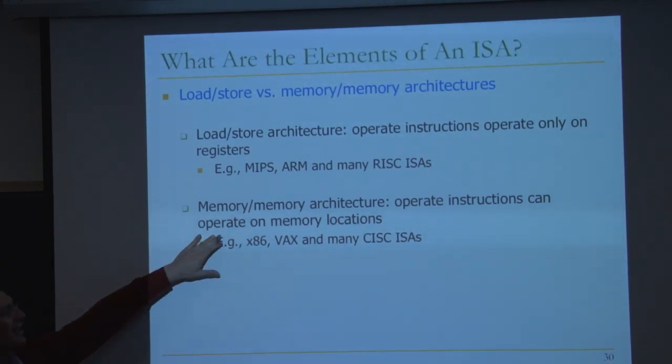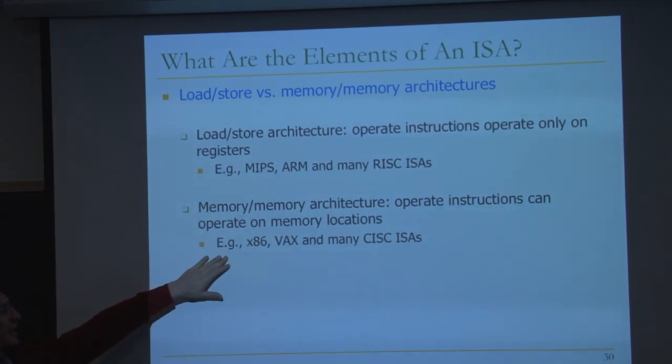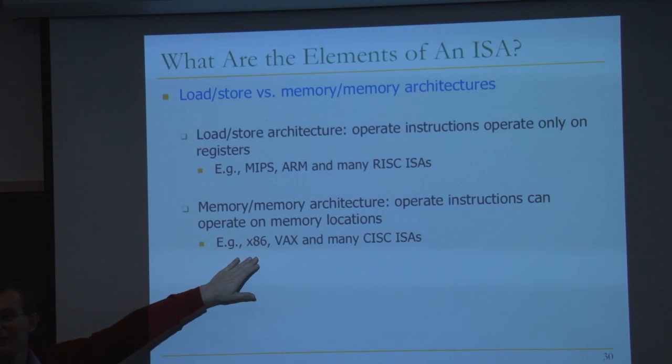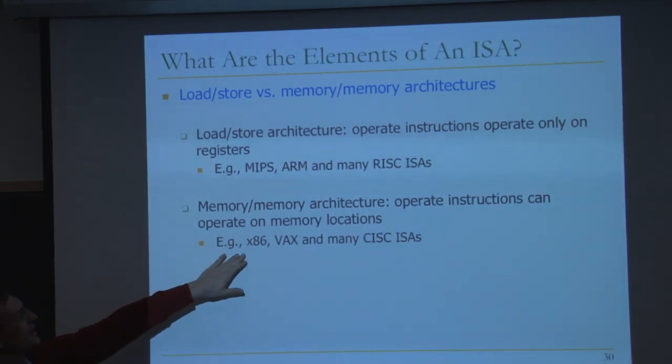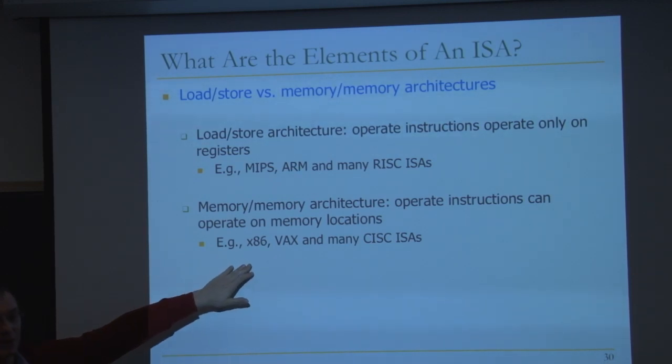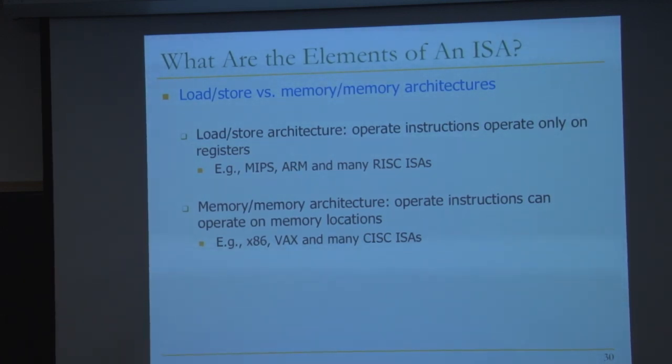In a memory-to-memory architecture, operate instructions can operate on memory locations as well, in addition to operating on registers. x86 is an example. You could increment a memory location. If you want to increment a memory location in MIPS or ARM, you first need to load that memory location to a register, the data value, and increment it and store it back.